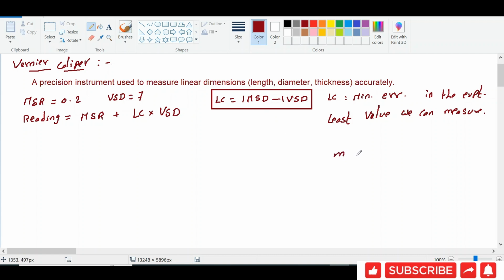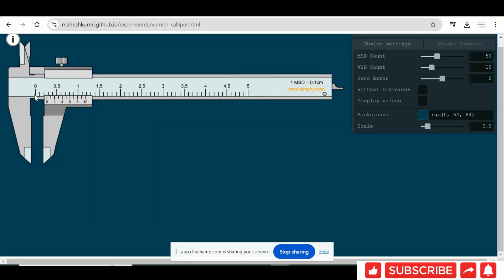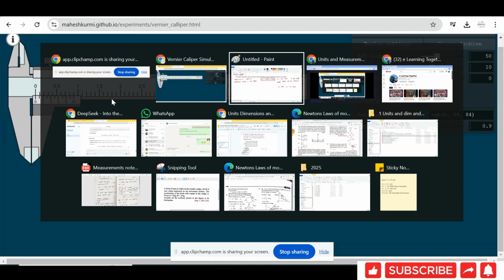If, for example, m main scale divisions coincide with n Vernier scale divisions, like how many main scale divisions are there, how many Vernier scale divisions are there. You can show here how many main scale divisions are there: 0, 1, 2, 3, you can count here up to 1. How many Vernier scale divisions are there, you can check. Here there are 10, here 9: 9 main scale divisions coincide with 10. So that data will be given to you.